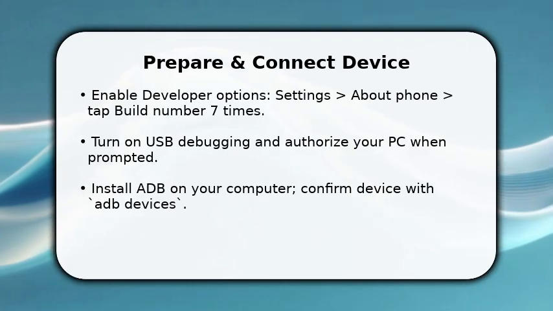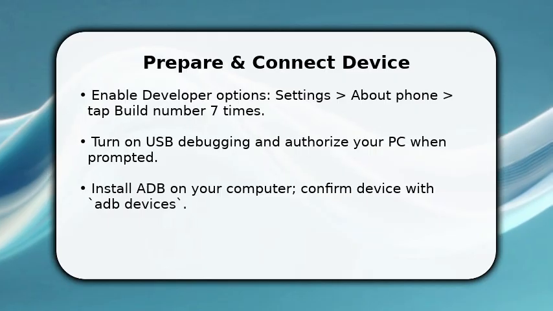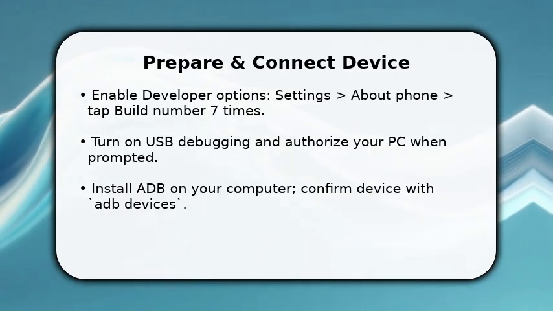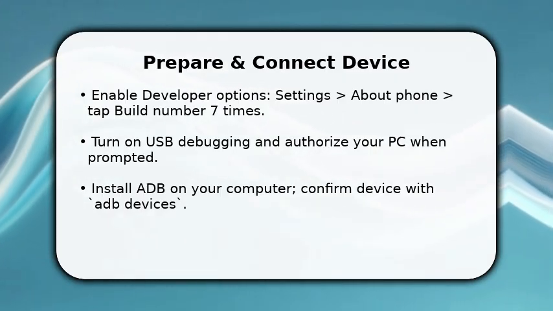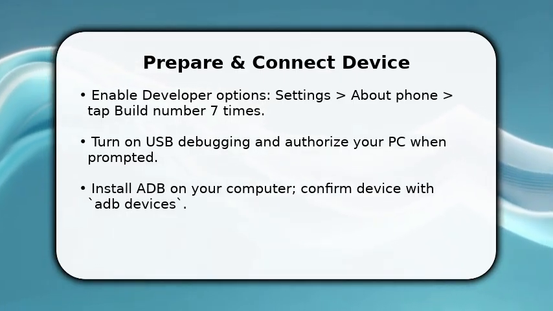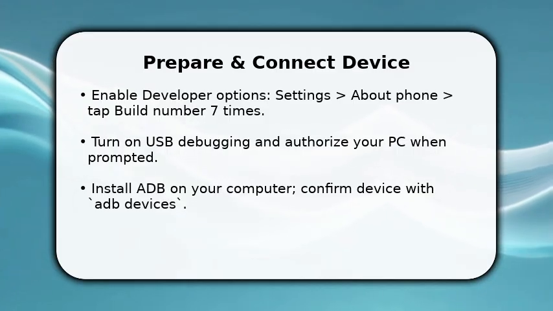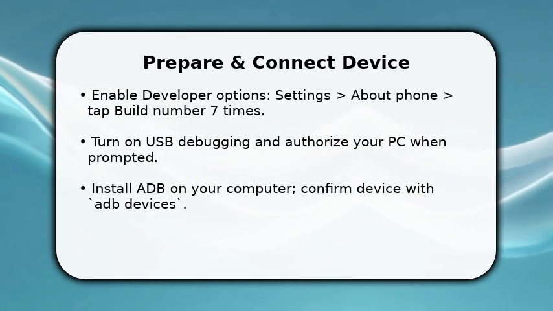Enjoy the video. You start by preparing the device so you can change low-level UI settings. Enable developer options and turn on USB debugging. This gives you a secure channel to issue commands. Install ADB on your computer and connect the phone via USB, then run adb devices to confirm the link. Once done, you have the tools to restore the navigation bar without deep resets.